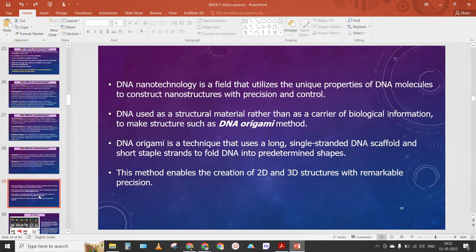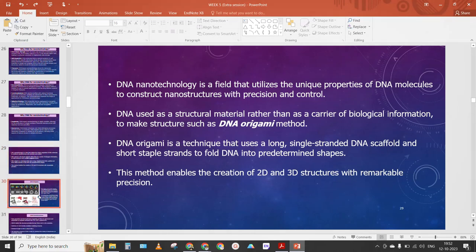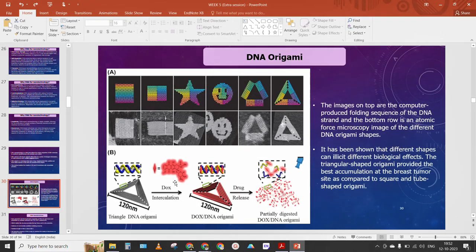So DNA is used as a structural material rather than as a carrier of biological information, to make structures, as in the DNA origami method. DNA origami is a technique that uses a long single-stranded DNA scaffold and short staple strands to fold DNA into predetermined shapes. This method enables the creation of 2D and 3D structures with remarkable precision. So this is some example of DNA origami.